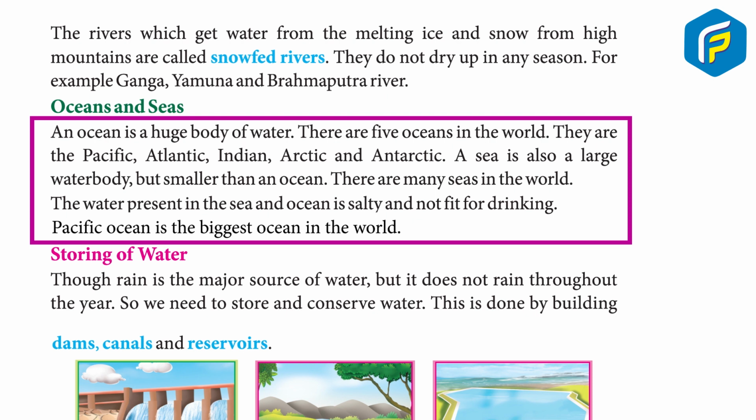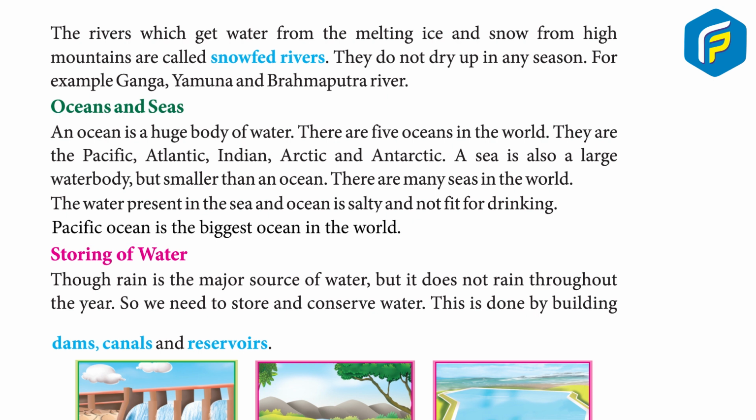A sea is also a large water body but smaller than an ocean. There are many seas in the world. The water present in the sea and ocean is salty and not fit for drinking. Pacific Ocean is the biggest ocean in the world.